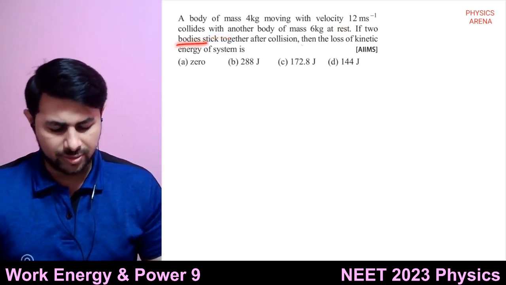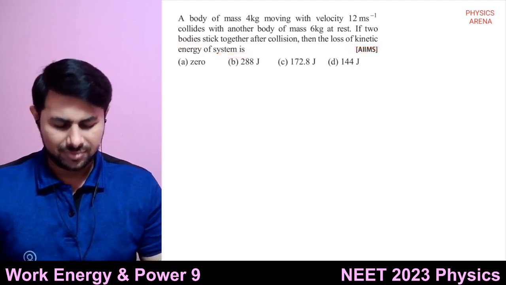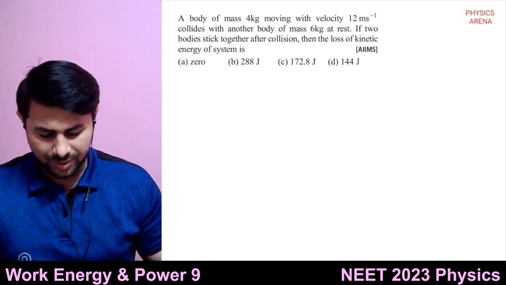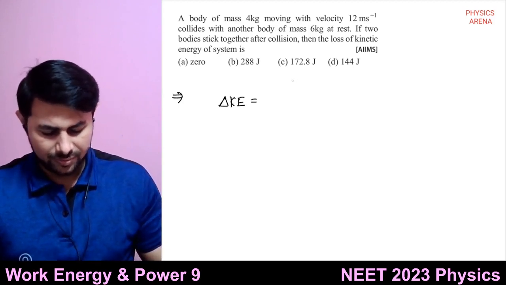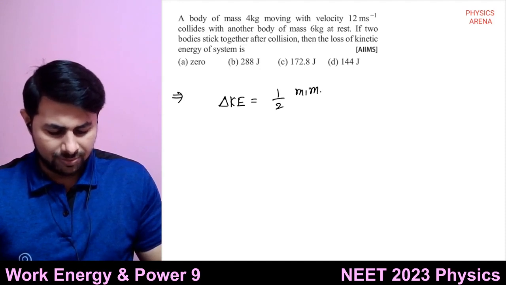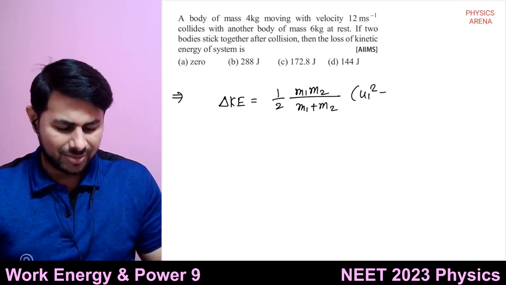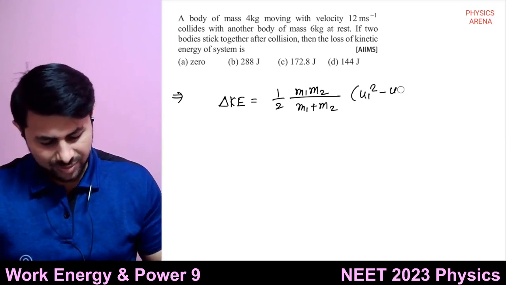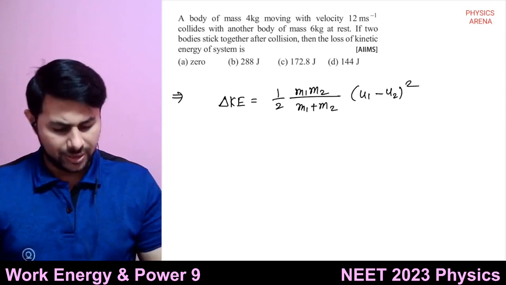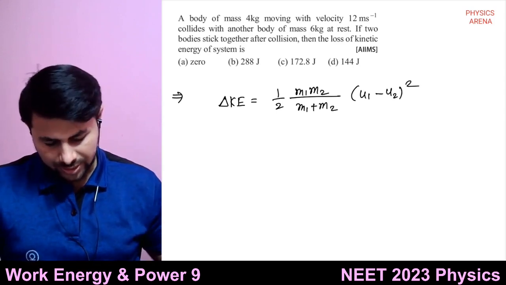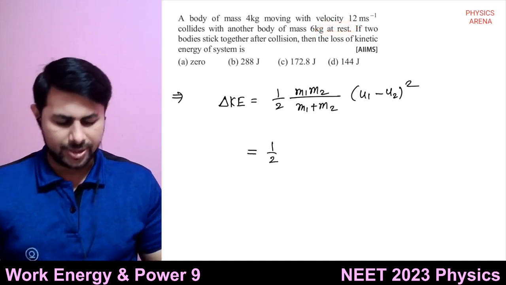The two bodies stick together after collision. Then loss of kinetic energy of the system is. Very simple. So delta K is half of m1 m2 divided by m1 plus m2 multiplied by (u1 minus u2) square, where u2 is 0 because the second body is at rest. So we just have to substitute values.